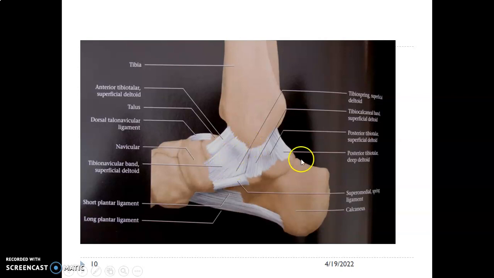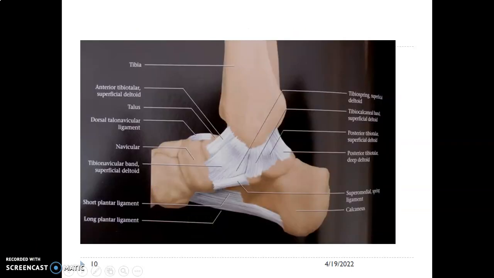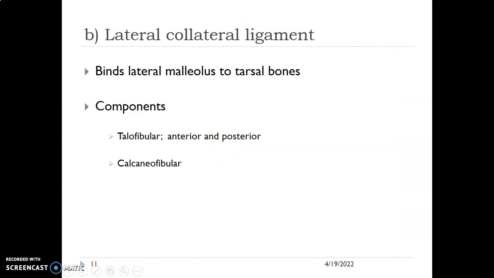So those are the portions of your deltoid, and then there's the anterior tibiotalar. So basically you have tibionavicular, tibiocalcaneal, and tibiotalar, where you have anterior and posterior tibiotalar. So this is your anterior tibiotalar, which has a superficial and deep part. Okay, and there's a posterior tibiotalar. Then you have tibiocalcaneal and tibionavicular. So those 4 form the deltoid ligament medially.